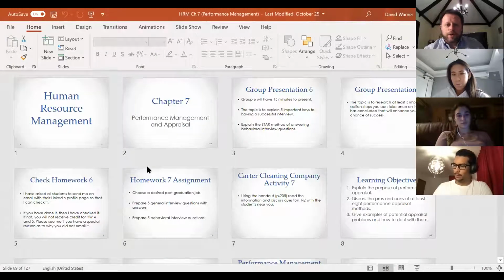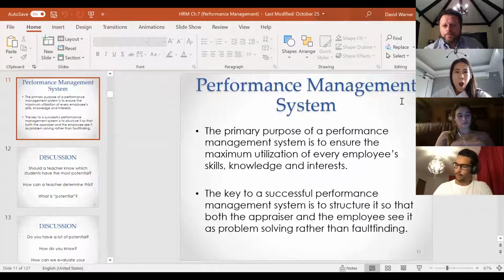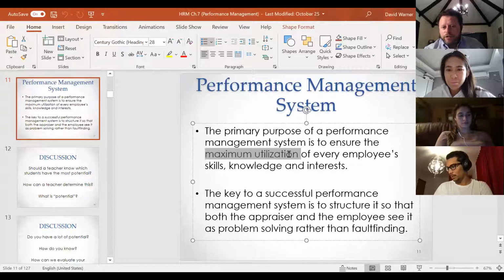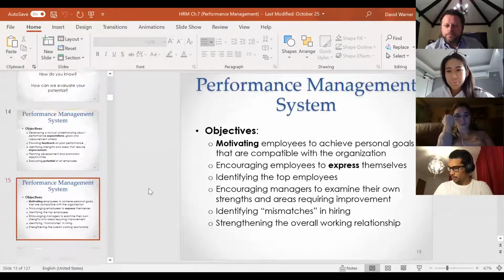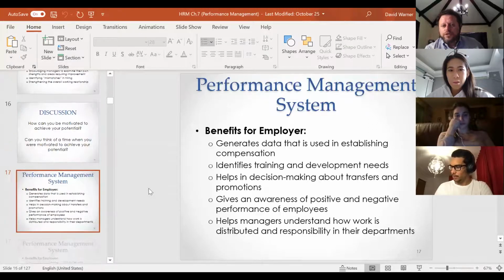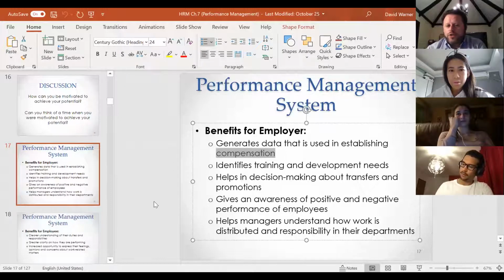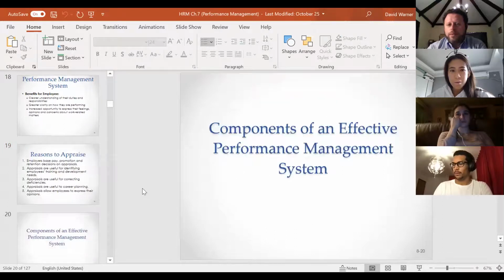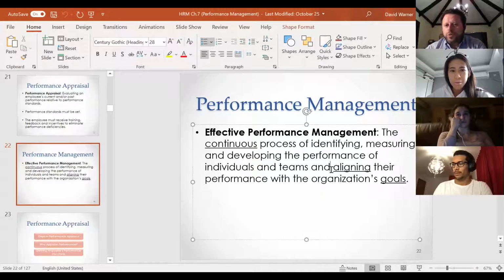So right at the beginning, we talked about performance management. What was the purpose of a performance management system? The purpose was to use every employee's skills, knowledge, and interest. Use it to do what? What are we trying to use it for? We talked about a lot of different objectives. One reason is compensation, but there's lots of other reasons we would want to use a performance management system. Ultimately, it's because we want to align performance with the organization's goals.